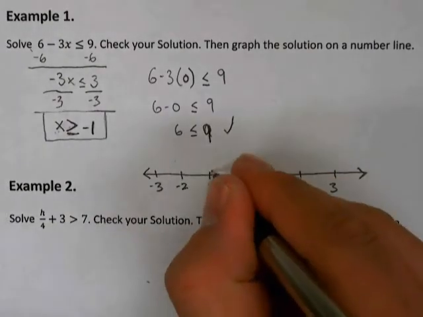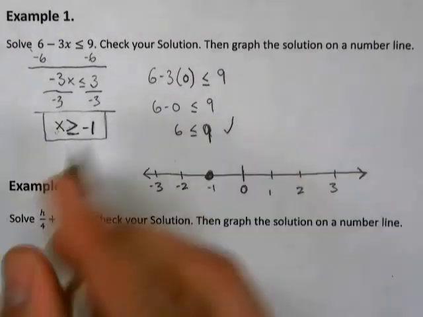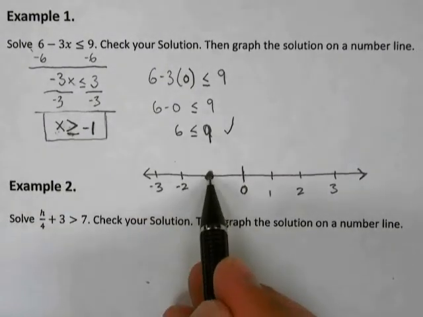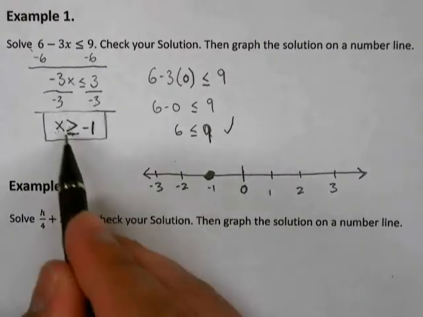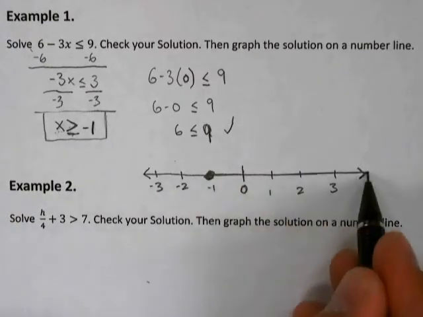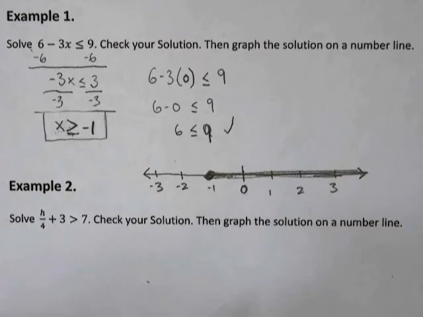So we have to put that dot right there at negative 1. And it's going to be filled in because this includes negative 1. It's equal to negative 1 as well, so we have to include it. And x is greater than that. Well, negative 2 is not greater than negative 1. 0 is, so that means we're going in this direction, to the right. And that's how we do it. Okay, let's do another example.